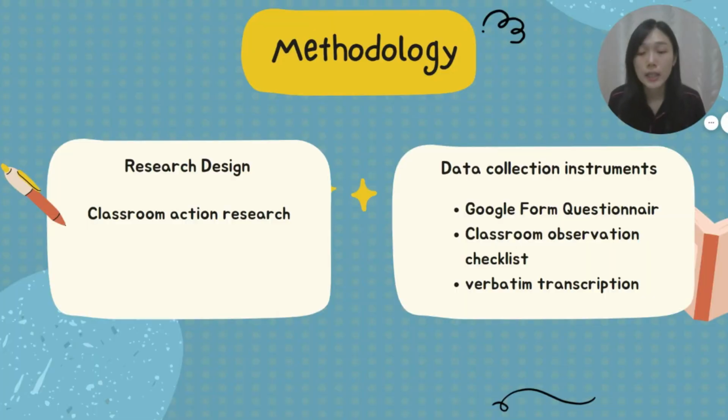The research design in this study is classroom action research, which includes quantitative and qualitative methods. For the data collection instruments, Google Form questionnaires are distributed to the students after the implementation of cue cards during speaking activities. The purpose is to collect data or feedback from the students. A classroom observation checklist and verbatim transcription are also applied in this study to collect the data.